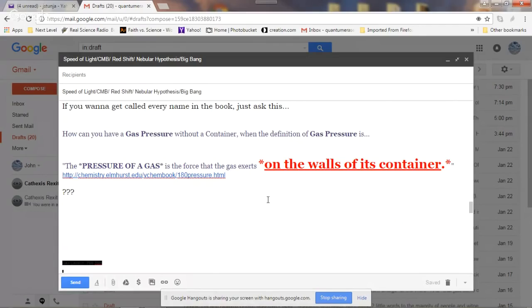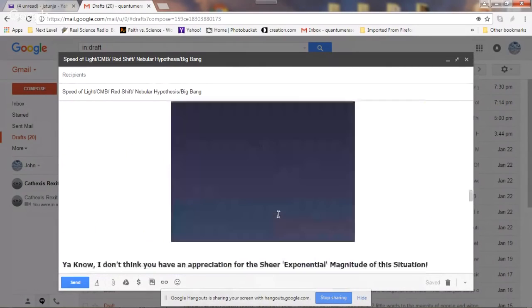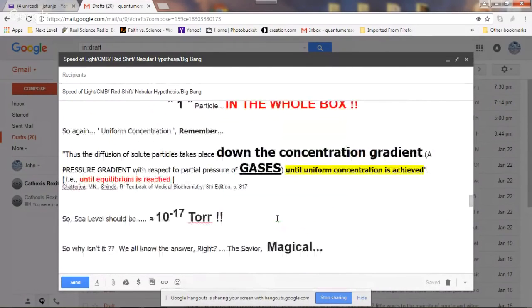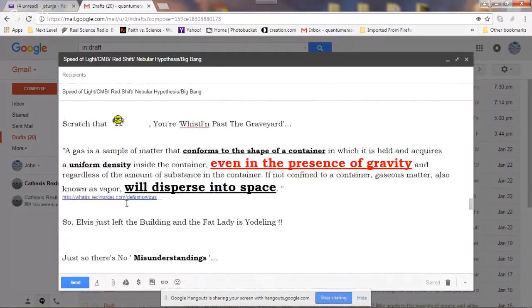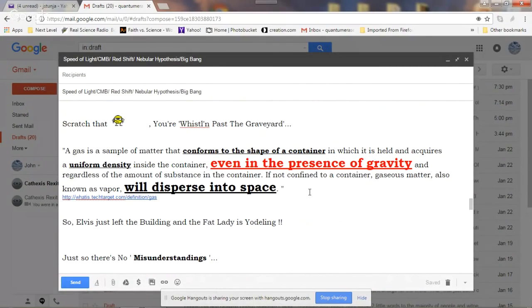The mainstream answer is gravity, but like I said, next week we're going to answer that one. We're going to be dealing with gravity on its own merits, not dealing with this specifically, because I just dealt with it. This one is from TechTarget. A gas is a sample of matter that conforms to the shape of the container in which it is held and acquires a uniform density.